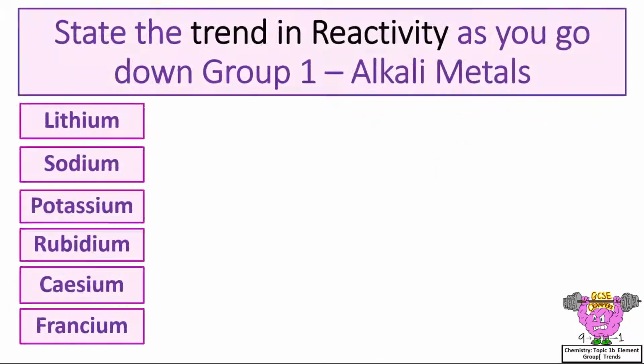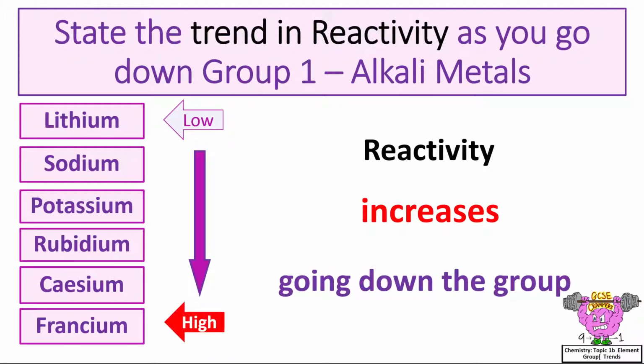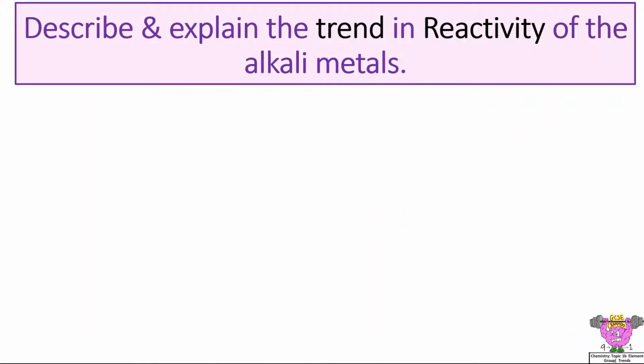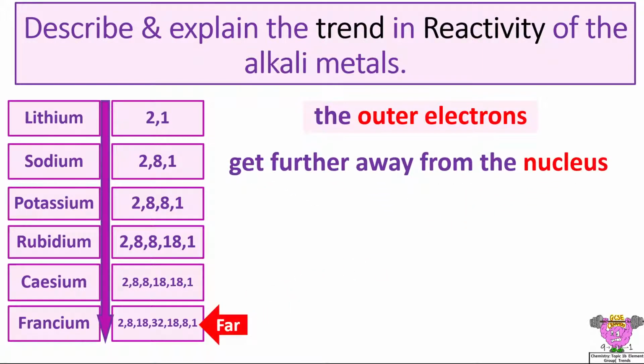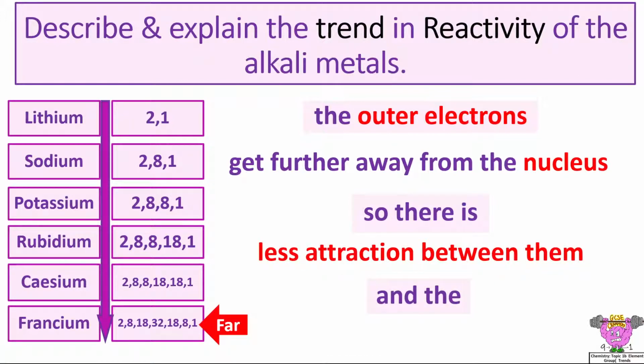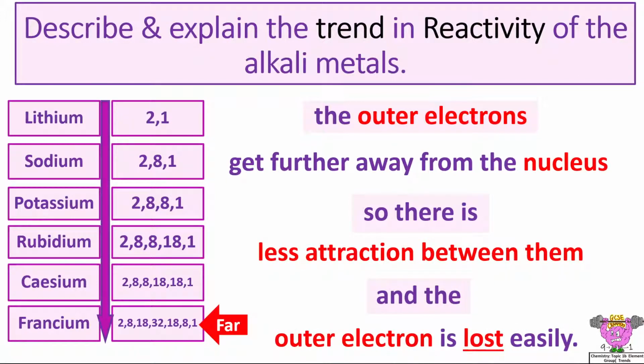State the trend in reactivity as you go down group 1 alkali metals. Reactivity increases going down the group. Describe and explain the trend in reactivity of the alkali metals. Alkali metals become more reactive as they go down the group, because the outer electrons get further away from the nucleus, so there is less attraction between them, and the outer electron is lost easily.